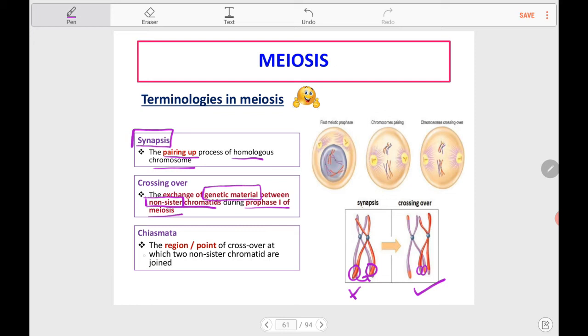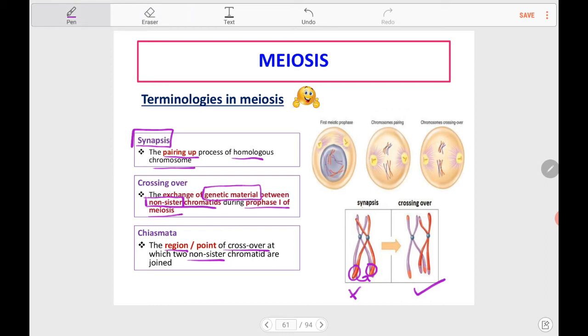Another terminology is chiasmata. So chiasmata is the region, ingat dia hanyalah kawasan, where crossing over takes place between the non-sister chromatids. So in terms of labeling, we cannot label crossing over because crossing over is a process. Yang kita boleh label adalah chiasmata. So chiasmata is the region where crossing over occur.